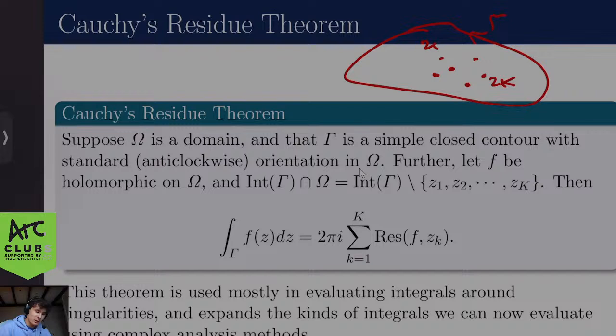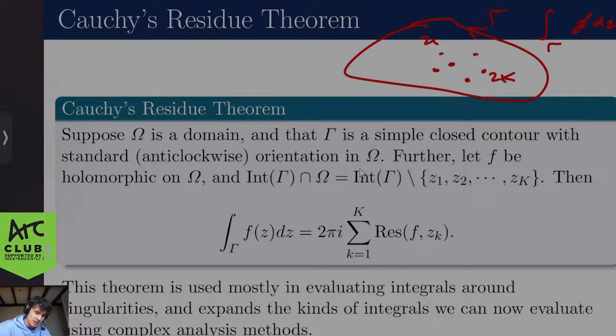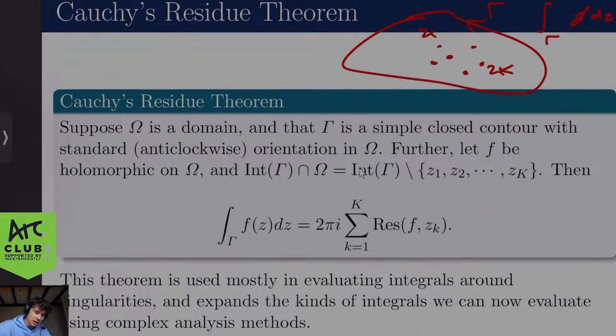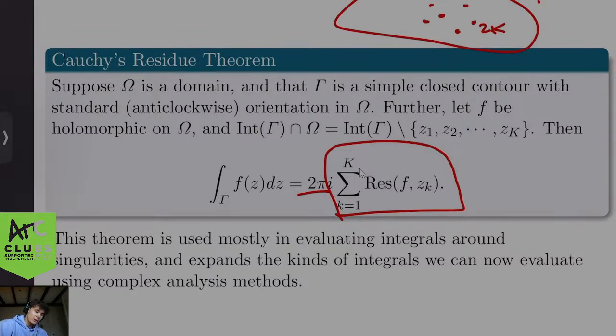And we have a whole bunch of singularities, and we want to calculate the integral of f around this contour. To do that, we can use Cauchy's residue theorem, which says that the integral is just 2 pi i times the sum of all the residues of these singularities. So we find the residues of all these singularities, add them together, multiply by 2 pi i, and that's the same thing as our integral. And this is used in evaluating integrals around singularities, and sort of generalizes all of the integral tools that we've seen earlier in the course. So best to run through some examples.